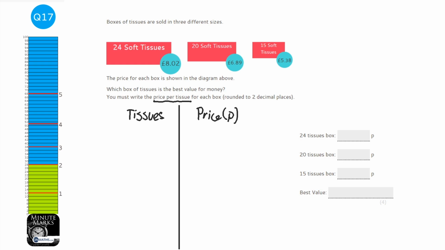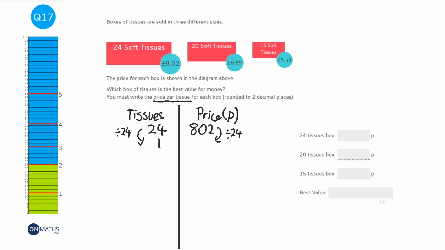I'm just going to draw a line down the side. So we're going to start off with the box of 24, and it costs 802 pence. Now to get one tissue, I'm going to divide both sides by 24. So if I divide both sides by 24, I get one tissue. So I do 802 divided by 24, and I get 33.416 recurring. Okay, let's try the next one. So that's one done. In fact, if I draw a line, then I can show that I've done that.